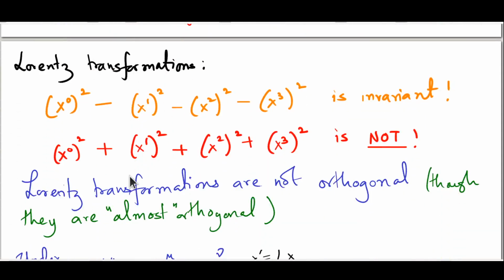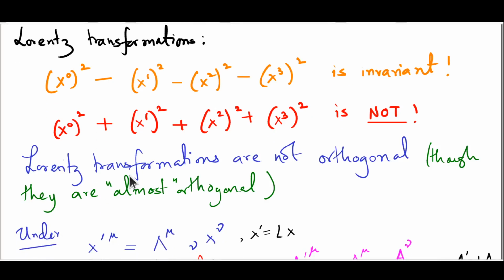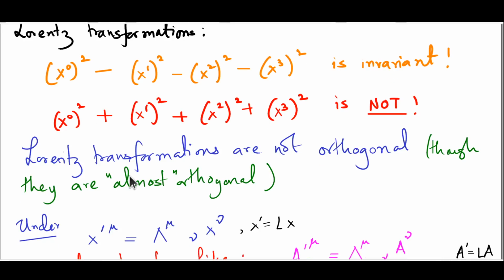Remember, Lorentz transformations are not really orthogonal simply because x0 square plus x1 square plus x2 square plus x3 square is not an invariant under Lorentz transformations. The invariant is somewhat similar but not the same as the sum of squares. It's x0 square minus x1 square minus x2 square minus x3 square. So Lorentz transformations are not orthogonal, although they are almost orthogonal. It's only a matter of a change of a few signs.